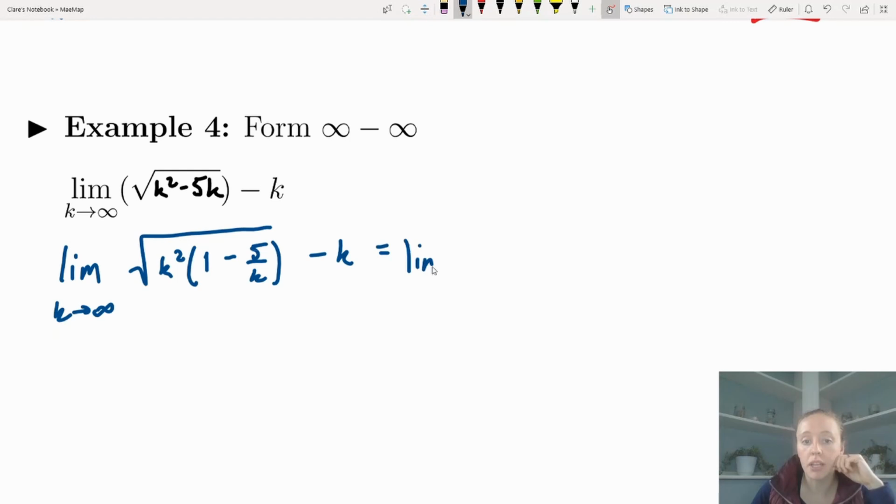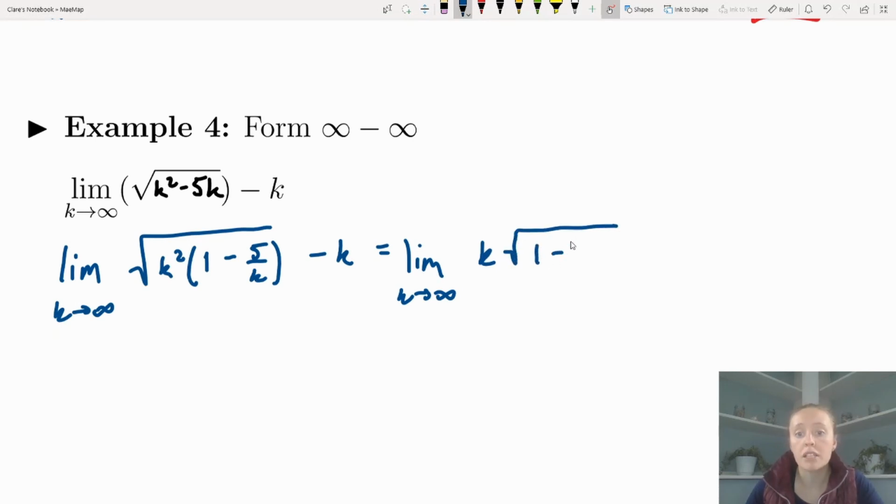Now, why I rewrote the limit that way was so that now I can take that square root and apply it, because those two terms underneath my square root are multiplied together, so I can apply the square root to k squared and apply it to 1 minus 5 over k. When I apply the square root to k squared, the square root of k squared is just k. So this will become k times, I'll leave the square root with 1 minus 5 over k, because there's no way to distribute that into this, because those two terms are subtracted. And then I still have minus k. If you notice, I have a k in this term and a k in this term, so I can pull out a k from both of those.